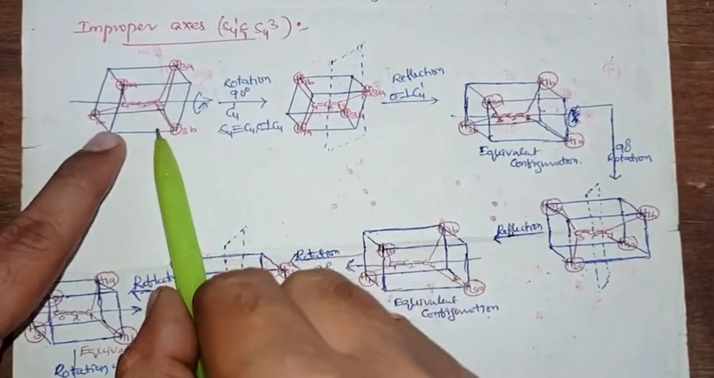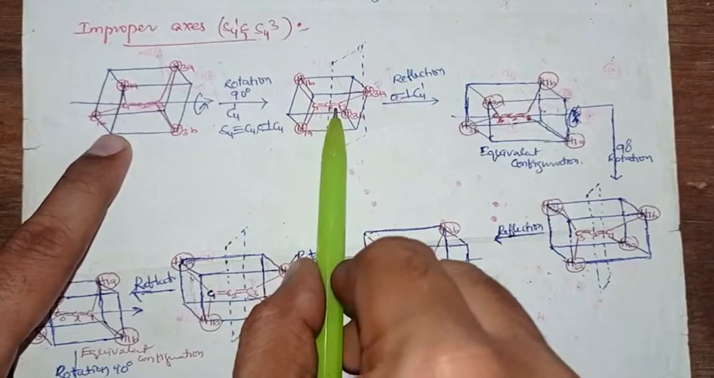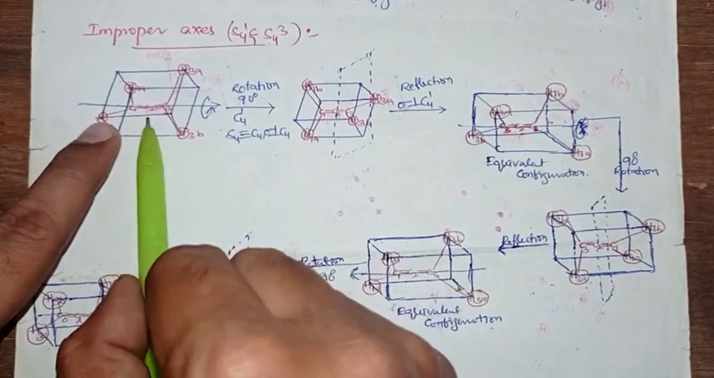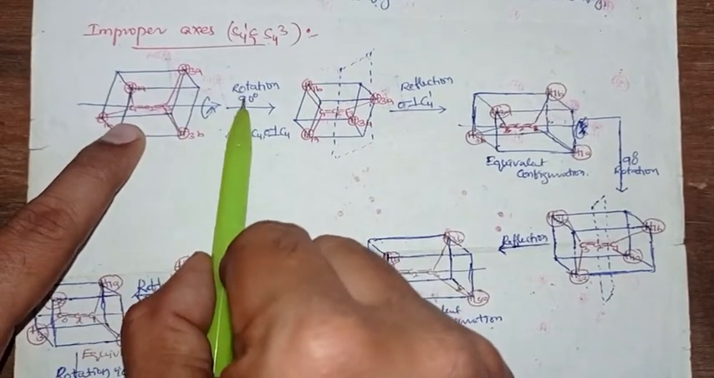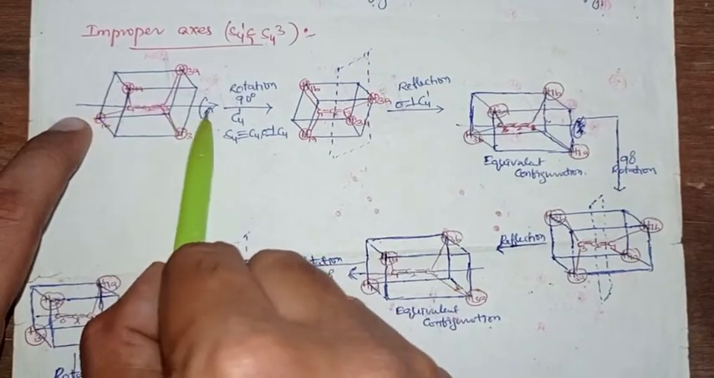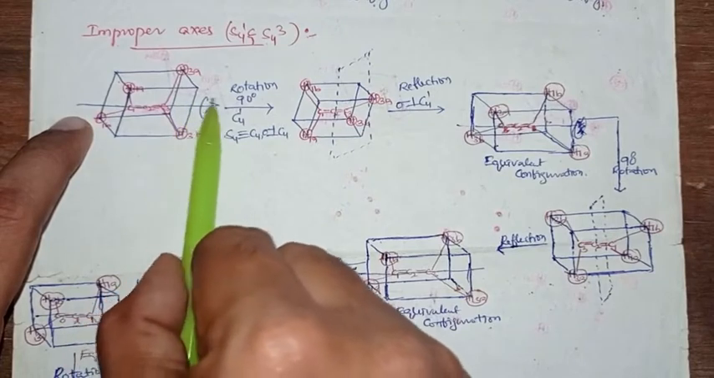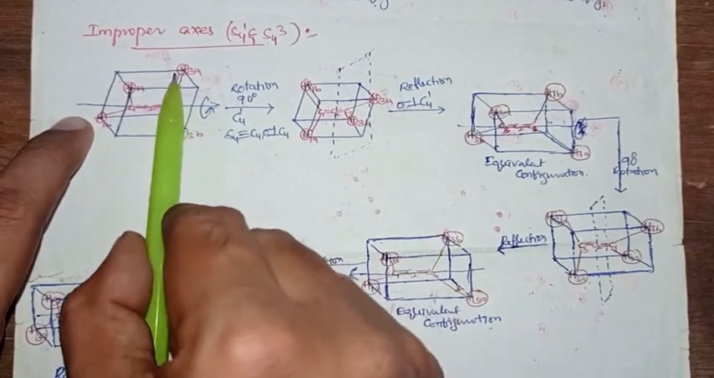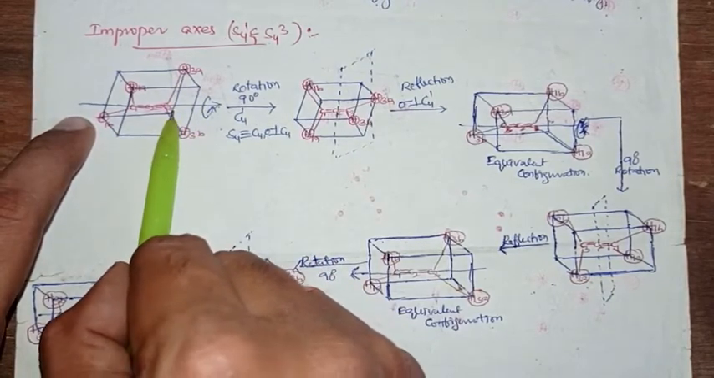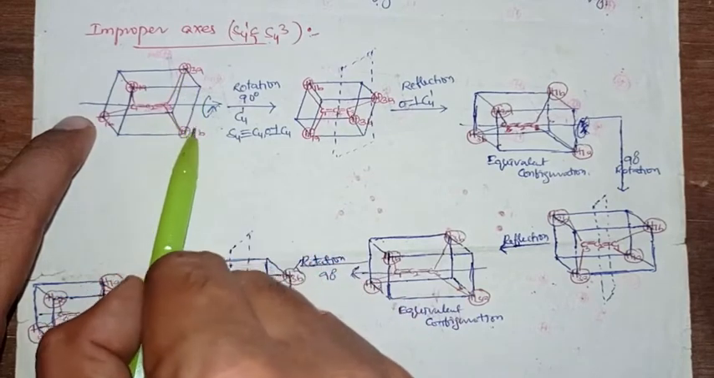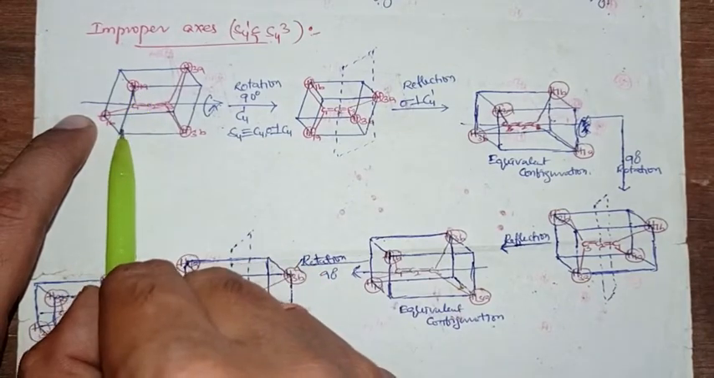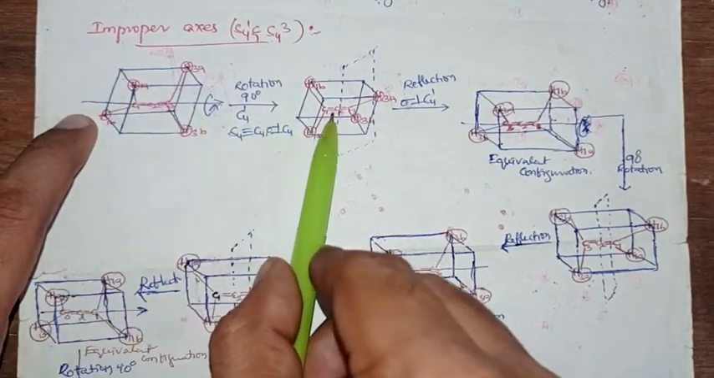Improper axis is nothing but doing rotation and reflection, which will generate an equivalent configuration. It has S4 improper axes, S41 and S43. Initially we do a 90 degree rotation with the help of an axis passing through all the carbons, taking the axis horizontally. What happens is H3A gets the position of this, and H3B gets the position of this. A slight shifting takes place; similarly, H1A gets the position of this, and H1B gets the position of this.